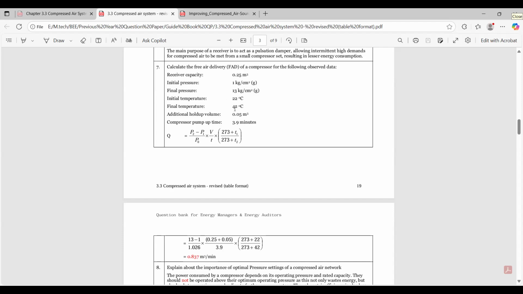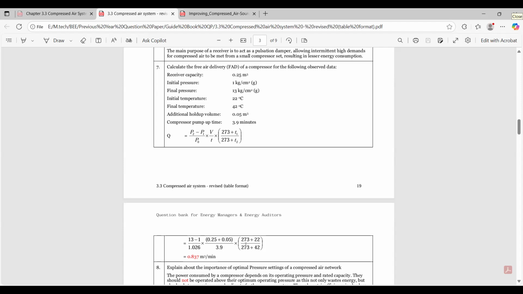They have given initial and final temperature, so you need to calculate based upon that particular temperature correction. So (13 minus 1) divided by P0, which is 1.026, into 0.25, your receiver capacity, plus 0.05, your additional hold-up volume, divided by 3.9, into (273 plus 22) divided by (273 plus 42). Here FAD is 0.837.